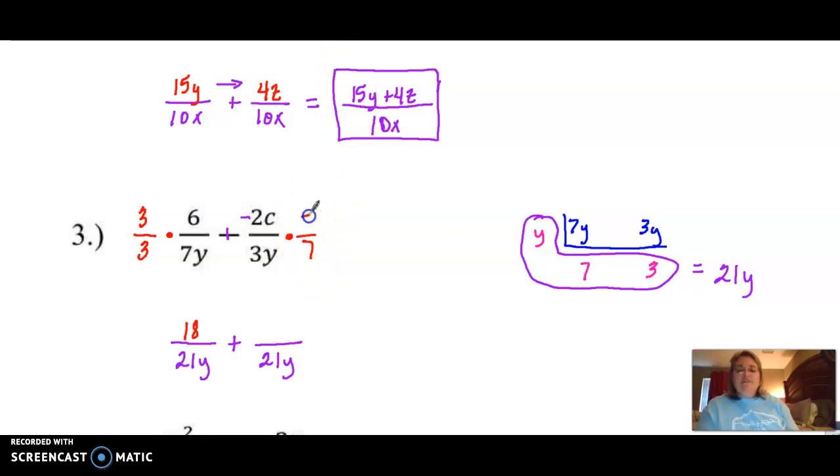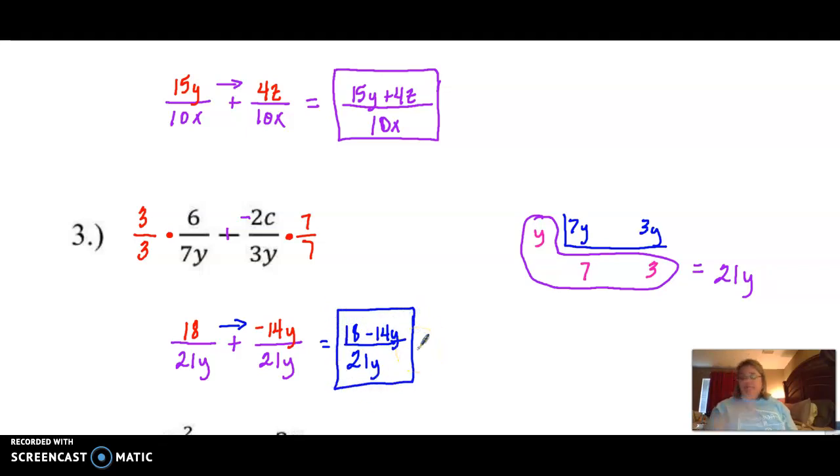Getting ahead of myself. Sorry. Now when we multiply, we get negative 14y. Again, just like before, straight across the top. When we add, the denominator stays the same, no change. Add across the top. I cannot collect those, so it's just 18 minus 14y. Not too bad? Okay, let's get a little bit harder.